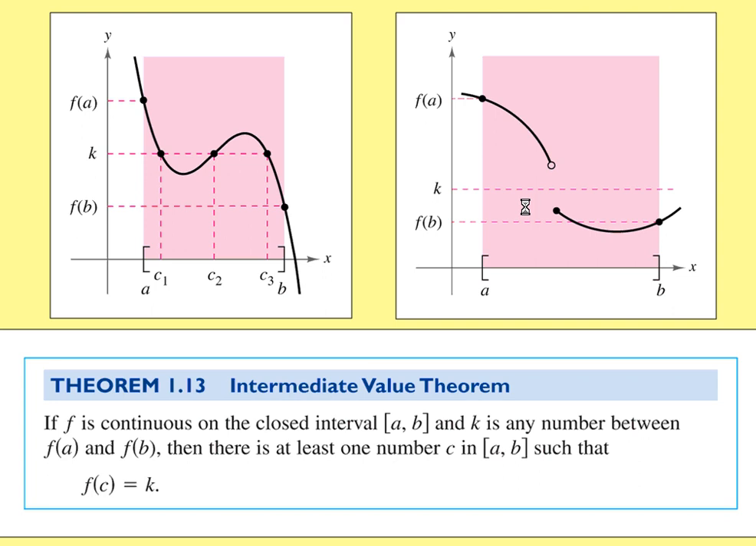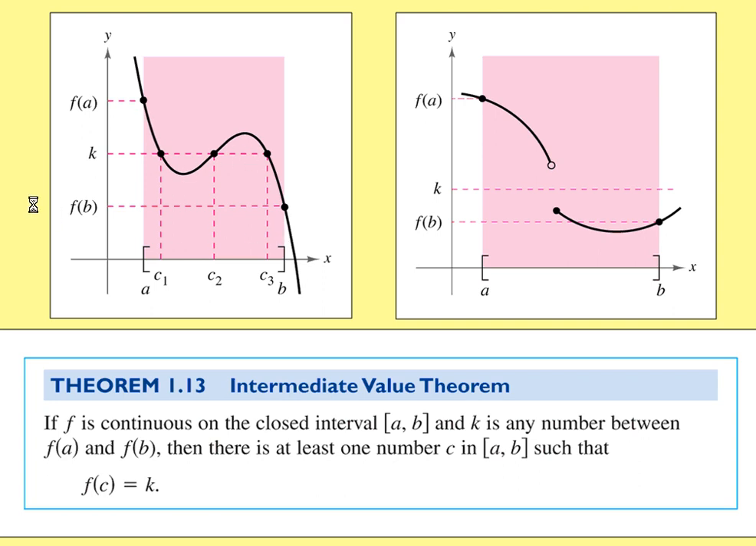Notice how that fails if you have a discontinuous function. Here's your f of a, traces down to your a. Here's your f of b, traces across to, we're going to call it this b right here. And here's your k that's between f of a and f of b. Now, the theorem says that if you trace this k across, it's going to hit the function, and then you're going to trace it down, and then the x value is going to be between a and b. But this k never does hit the function because we have a discontinuous function. So this theorem does not apply to discontinuous functions. It does apply to the continuous function you see here.